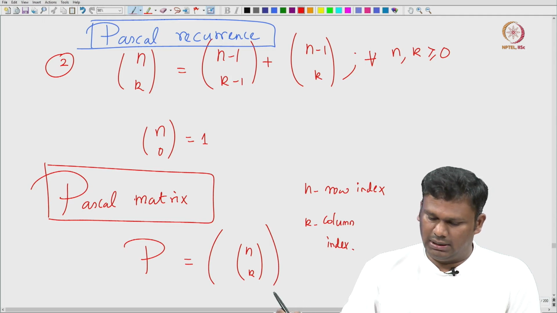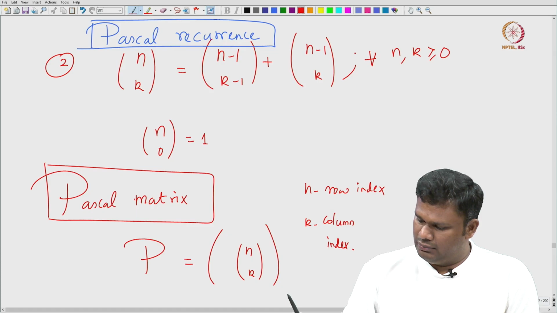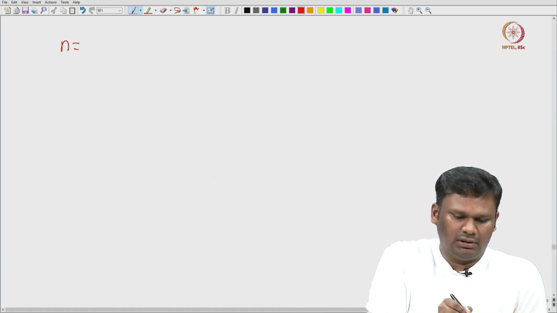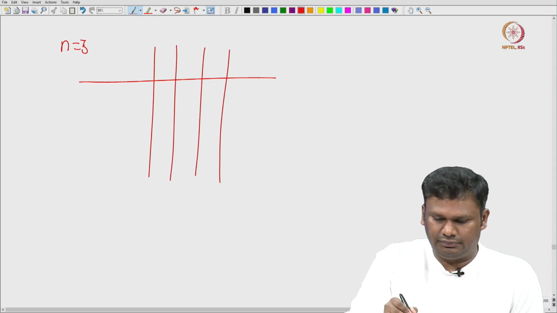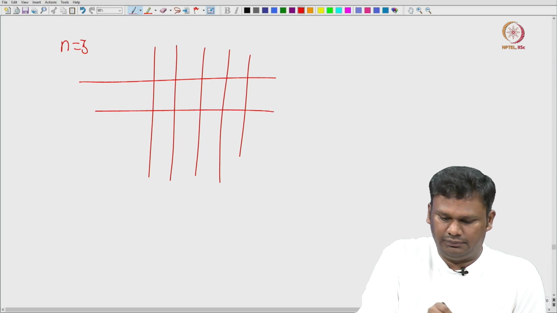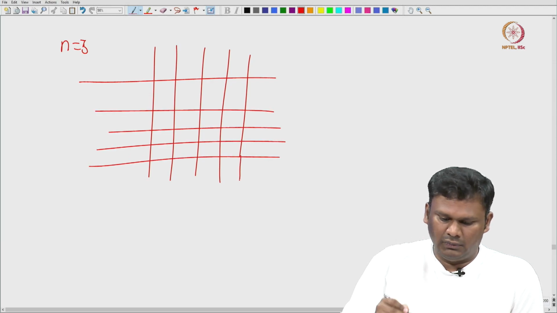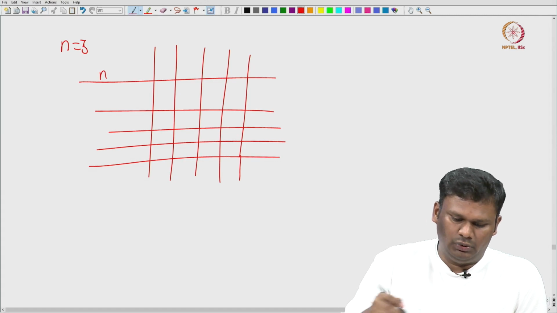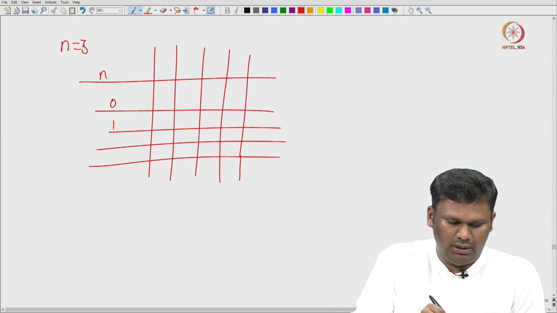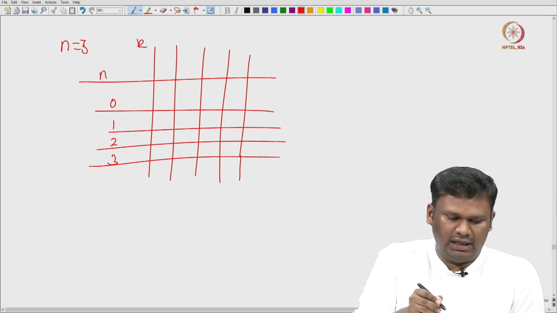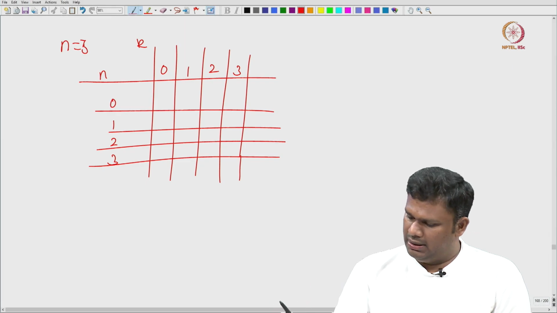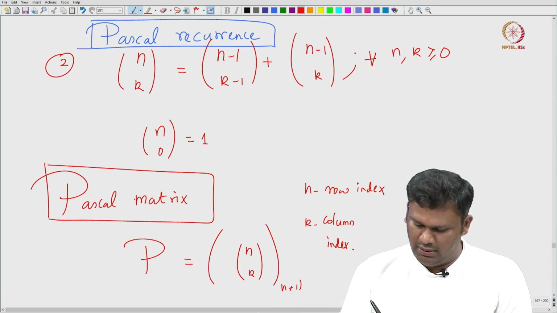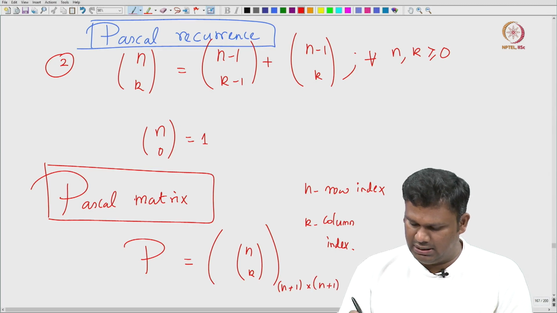Okay, so let us look at some example when n equal to 3. So, we get something like this. We have this matrix which is 4 by 4 and we are recording like n varies up to 3. Okay. So, it is 0, 1, 2, 3 and here k varies 0, 1, 2, 3. Now the entries are given by n choose k. Okay. Then that means this is indeed an n plus 1 by n plus 1 matrix.